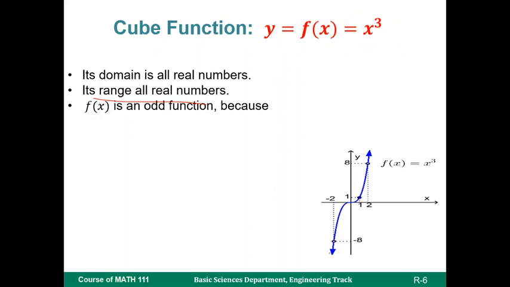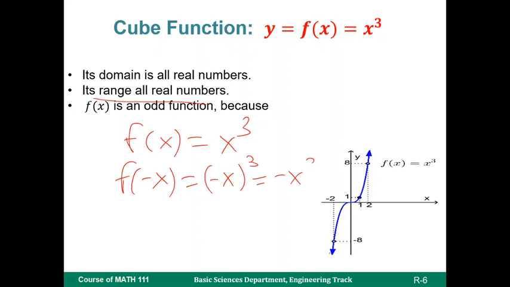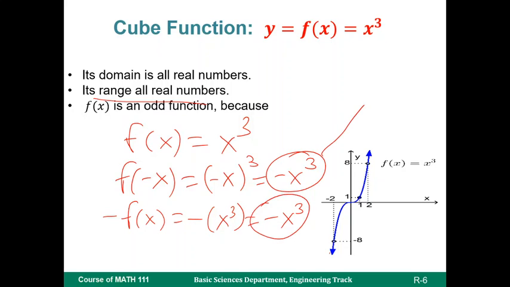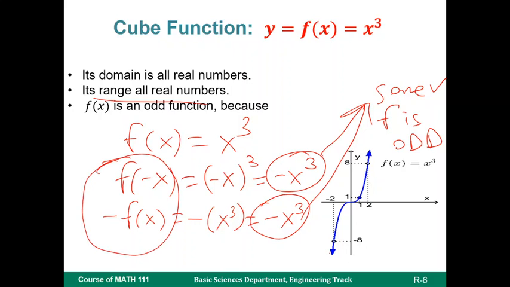Okay, let's check the criteria. This f of x is x cubed. Check f of minus x. It's minus x cubed. And minus f of x is minus x cubed. You see they are the same. So if they are the same, what do we say? Same. So f is odd. If these two are the same, then we say it's odd. Now we verified it's odd.